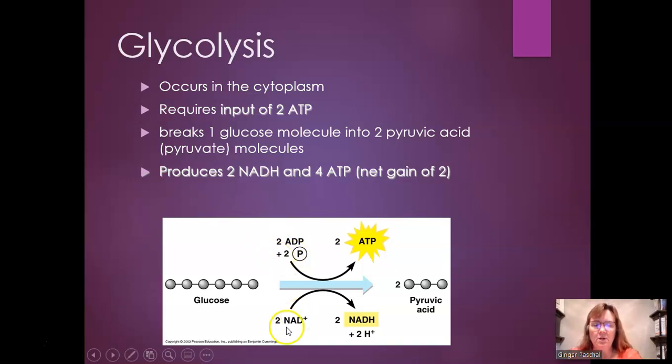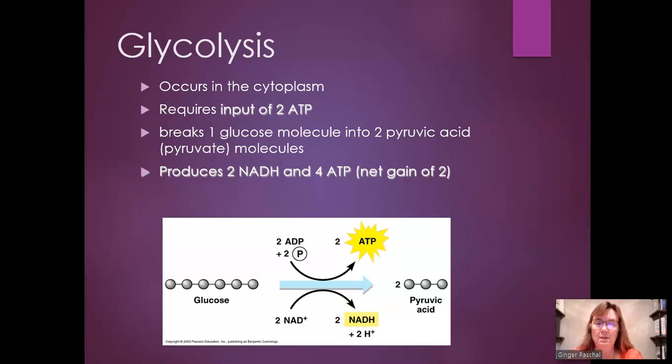We also get something called NADH. NADH comes from NAD+. NAD+ is an electron carrier. What happens is NAD+ will pick up 2 electrons. It'll also pick up 2 hydrogens, and it'll also pick up 1 hydrogen, and it becomes NADH. NADH is then used for a later process.